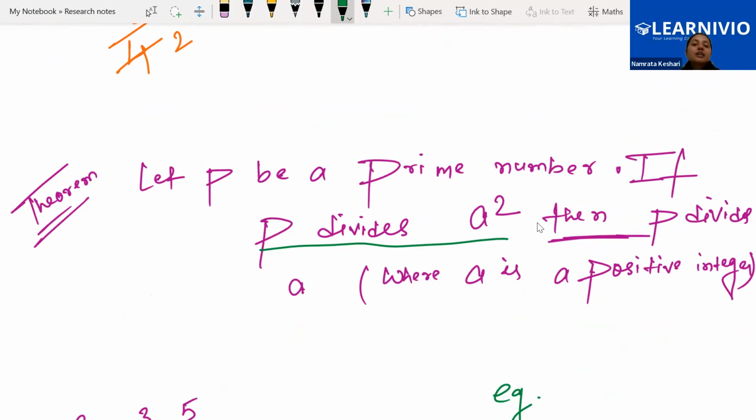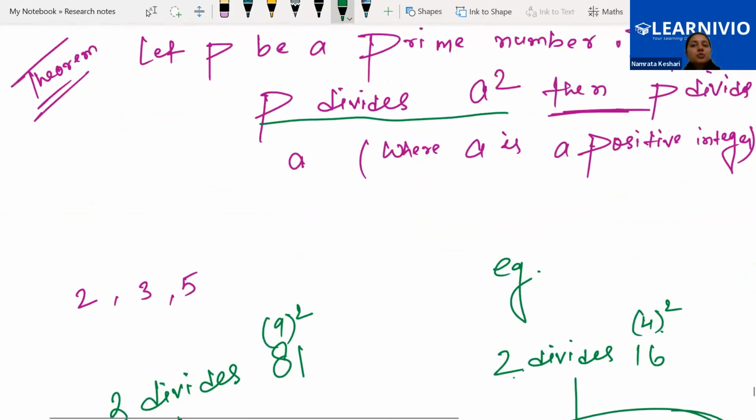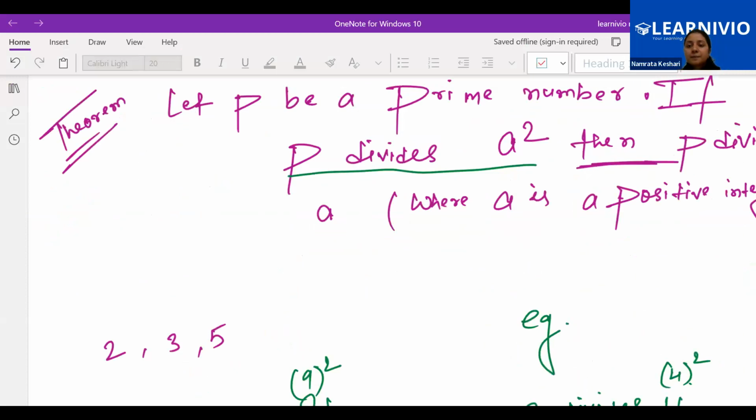And you will find that if P is a prime number and it divides A square, then it will also divide A. What is A? A is just a number. P is just a number. Okay. This theorem is clear to everyone? Aisha, Galvin, Maha, Sumaya, is this theorem clear? Yes, ma'am. Okay, let's move ahead.